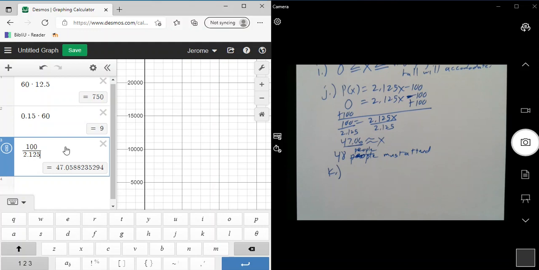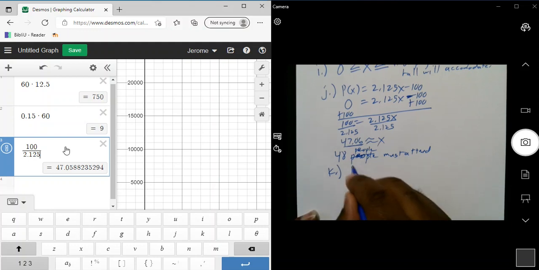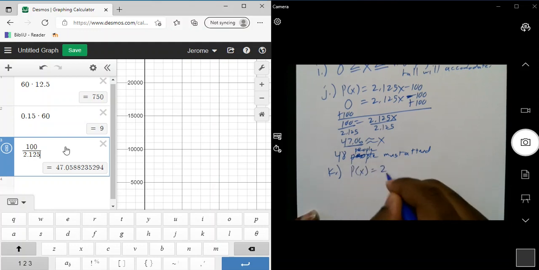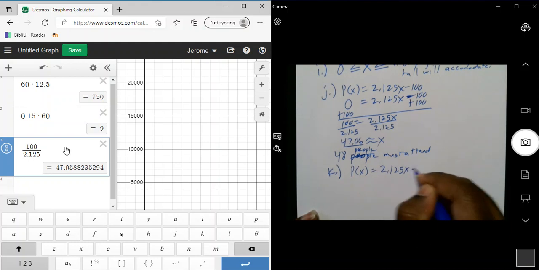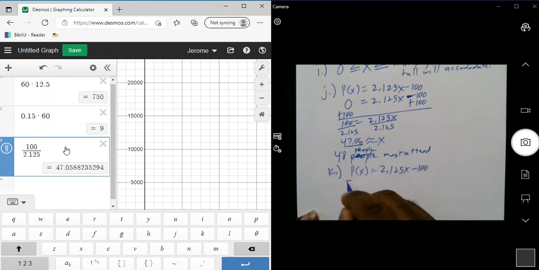Right. Okay, so it says here you hope to make a profit of $500 on the dinner. How many people must attend for you to meet this goal? Okay, so basically it's the same formula, but this time P of X will become 500.